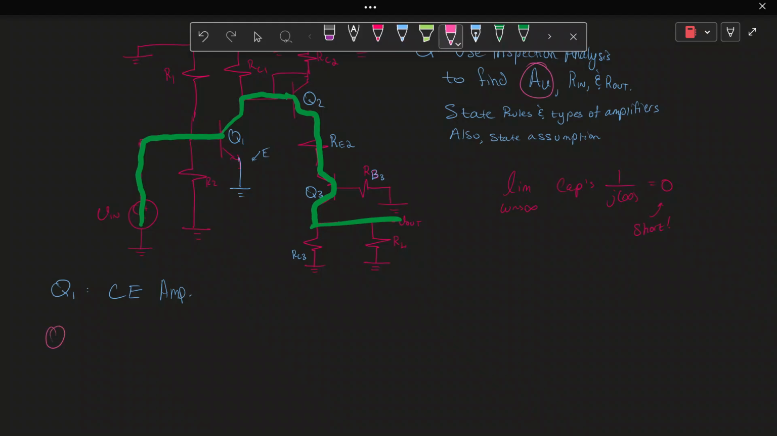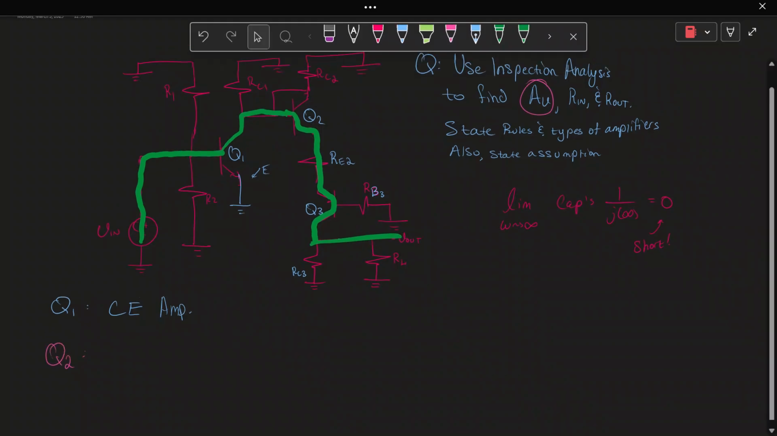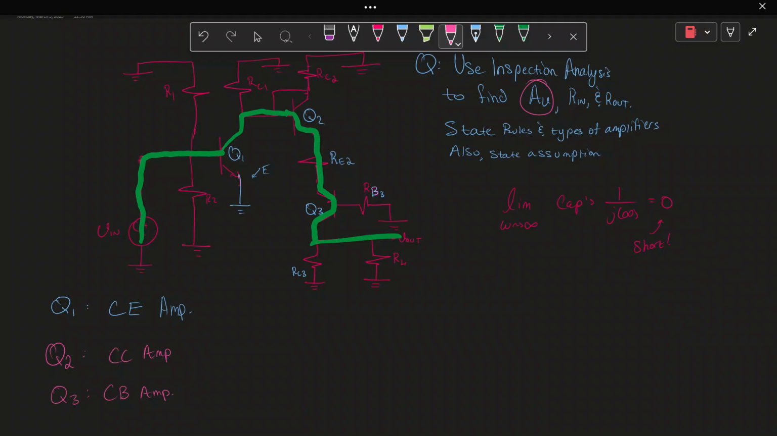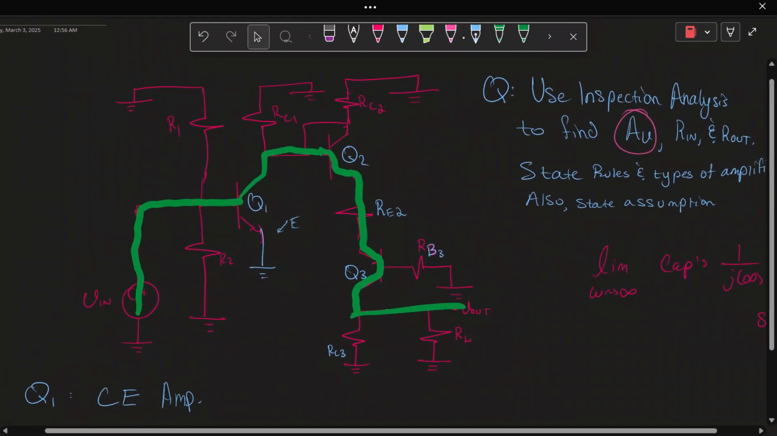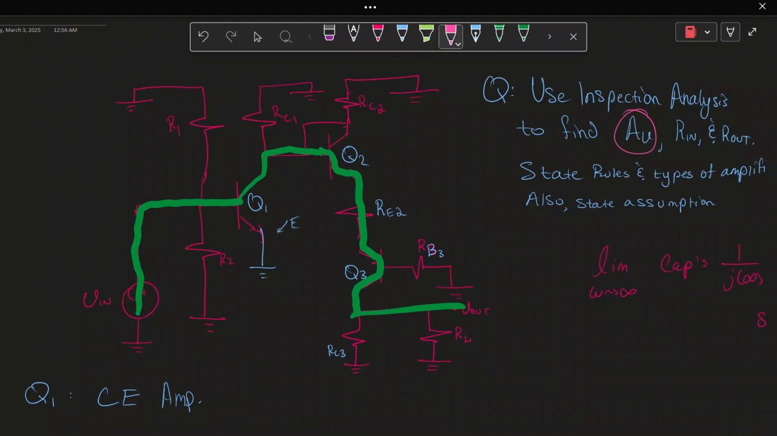Q2. What does Q2 not touch? Well, it doesn't touch the collector, so we have a common collector amplifier. Q3 doesn't touch the base, so we have a common base amplifier. So we actually have one of each. That wasn't what I wanted to do, but it ended up being that. Anyways, now we have to label our stages. We have 3 amplifiers, so we should probably have at least 3 stages, depending on the complexity of this. So what do we know?